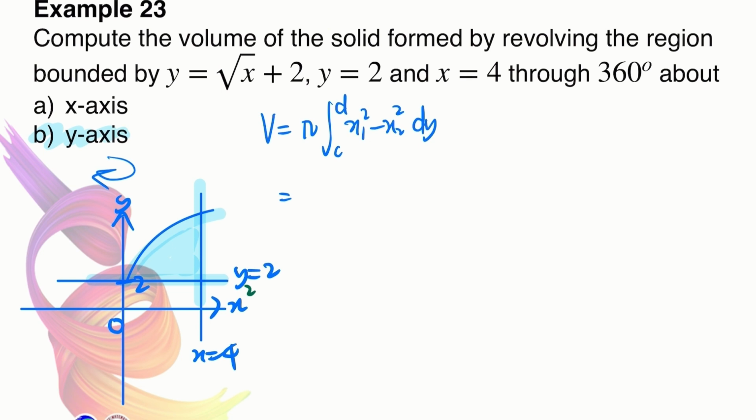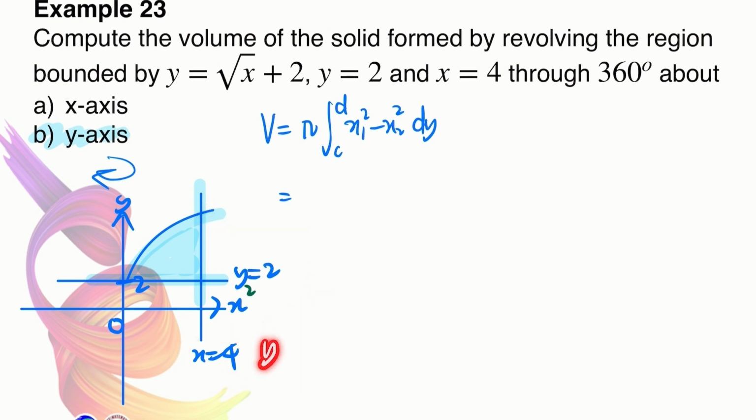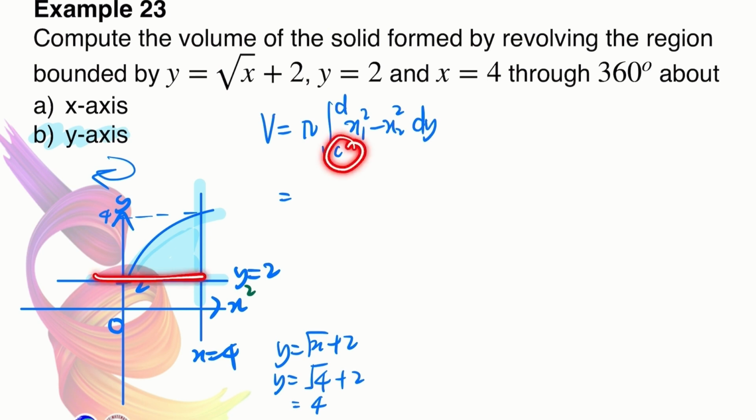So we know that here is x equals 4, and it meets here at the intersection point. So y equals square root x plus 2. We substitute x equals 4 to get the value of y. Square root 4 is 2, 2 plus 2 is 4. So here is 4. Now we have the value of C is 2 and the value of D is 4.